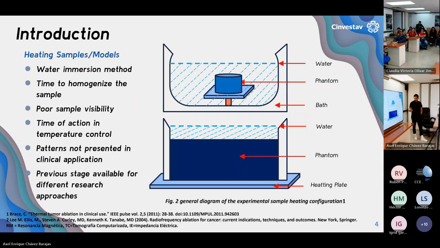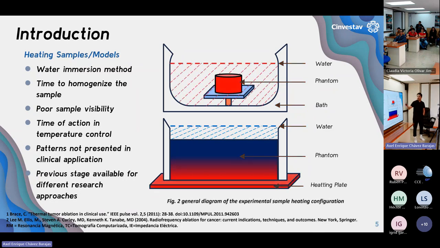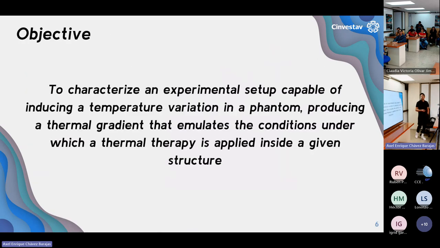Other approaches. So the idea is that when you heat this experimental setup, you homogenize the temperature of the sample and the water at the same time. But we want to create a gradient where we can put heat at the bottom of our container, and we can see another part that is cold, in this case, or at room temperature. So our objective is to characterize an experimental setup capable of inducing a temperature variation in a phantom, producing a thermal gradient that emulates the conditions under which a thermal therapy is applied inside a given structure.